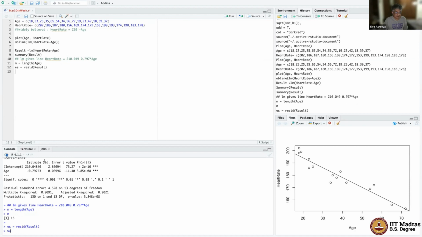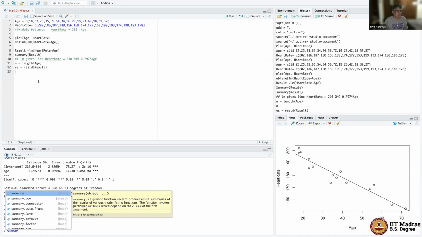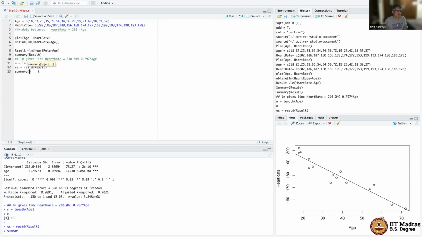Let's do summary of es. Let's say the bottom is just for us to check, or maybe in the code. Let's do the code itself. Summary of es.